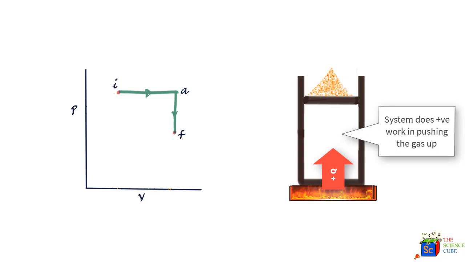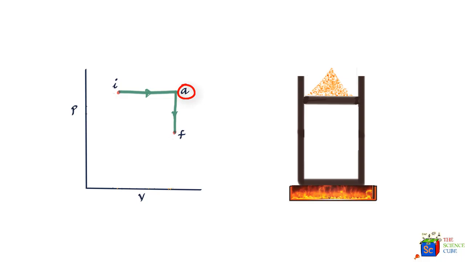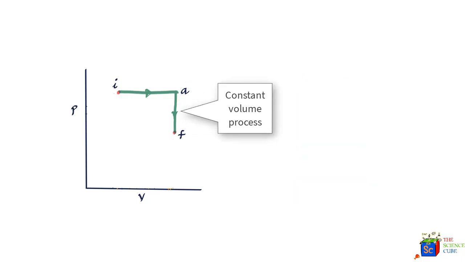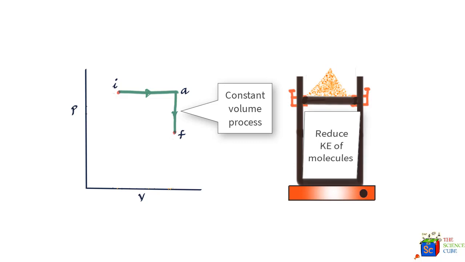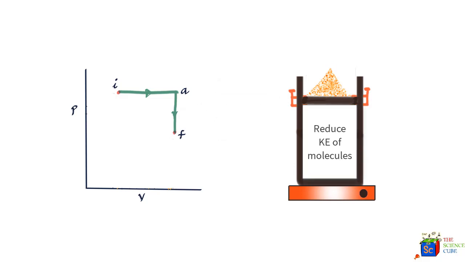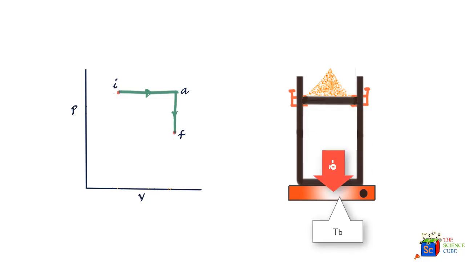Now, once the gas reaches state A, we reduce the pressure but keep the volume constant. Now, to keep volume constant, we clamp the piston so that it cannot move up and down. So now to reduce pressure, the only way is to reduce the kinetic energy of the molecules so that they hit the piston less hard and less often, thereby reducing the pressure inside. Well, we therefore need to cool the gas by reducing the temperature of the reservoir slowly to some temperature TB, and in the process the gas loses heat to the reservoir, and therefore we say negative heat is added to the system or the gas.